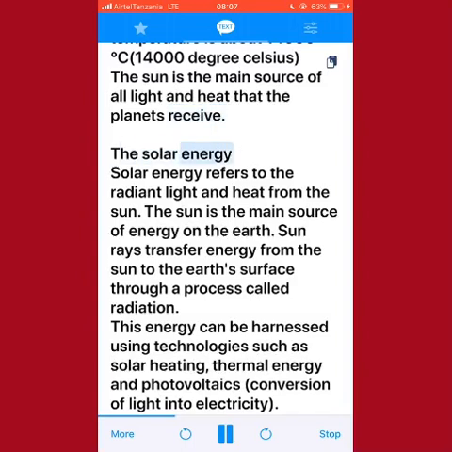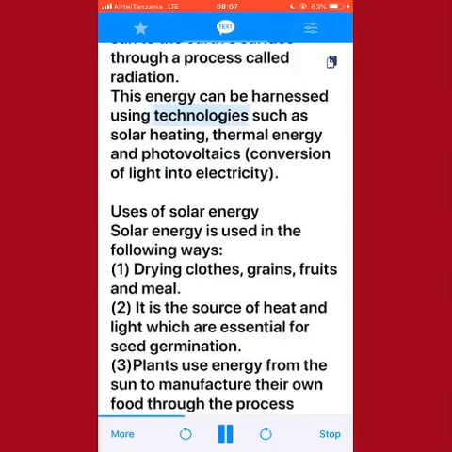The solar energy. Solar energy refers to the radiant light and heat from the Sun. The Sun is the main source of energy on the Earth. Sun rays transfer energy from the Sun to the Earth's surface through a process called radiation. This energy can be harnessed using technologies such as solar heating, thermal energy and photovoltaics, conversion of light into electricity. Uses of solar energy. Solar energy is used in the following ways.